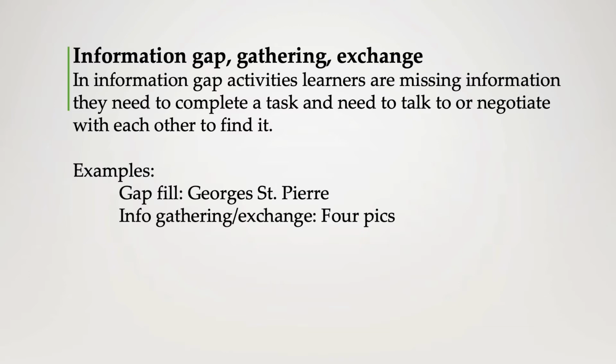Typical types of information gap activities might include describe and draw, spot the difference, jigsaw readings, and listenings and split dictations. In information gap activities, learners are missing information they need to complete a task and need to talk to or negotiate with each other to find it.